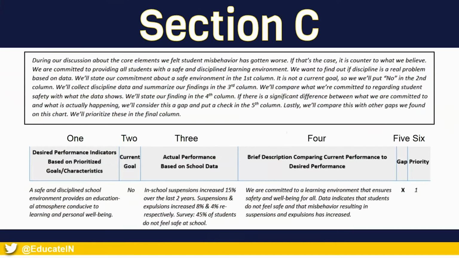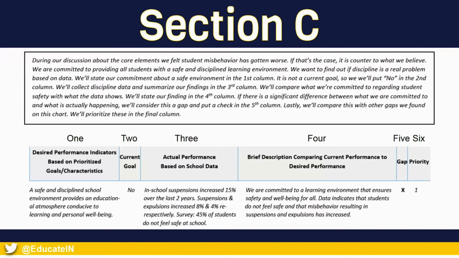It's also important to note here that in the example, a safe and disciplined environment, what is written is aspirational. It does not contain quantitative data. When we write our desired performance, we will want to make it operational as well as aspirational. In other words, it's really where we want to be, but it also really needs to contain quantitative data so that when we make our comparison, there'll be a basis of comparison based on quantitative data. So they wrote what they believe about student conduct, their desired state, in the first column.